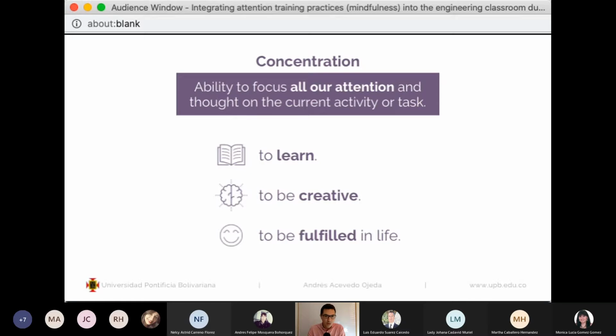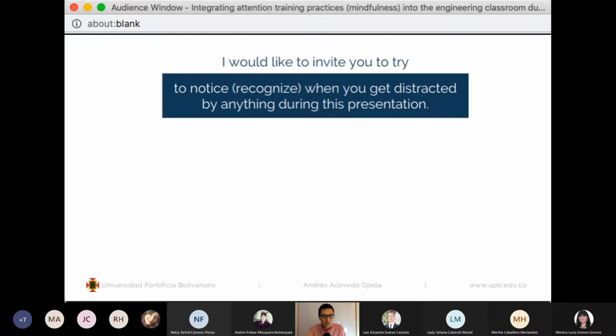Before I continue with the talk, I want to make an invitation. I have an invitation for you. I would like to invite you to try to notice and recognize when you get distracted by anything during my presentation. So if you're here attending this talk, it is very likely that you have an interest in something about it. Either you want to learn about engineering education, or you want to learn about mindfulness, or maybe you just want to practice your English skills.